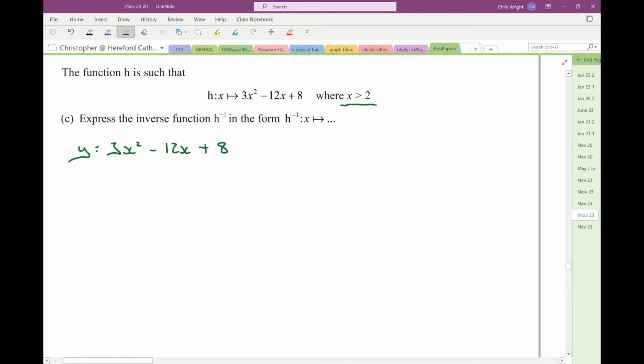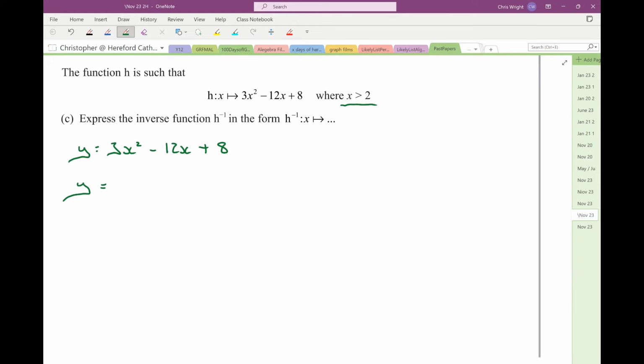Now I'm writing y equals h of x, and now I'm going to make x the subject of that. How do I make x the subject of an expression like that? Answer, you complete the square. If you want practice completing the square, just let me know and I'll give you a film to work through.